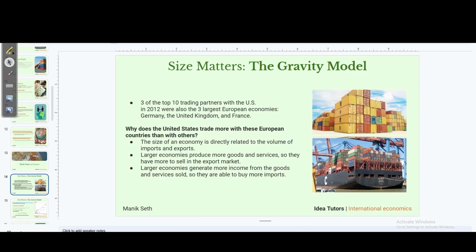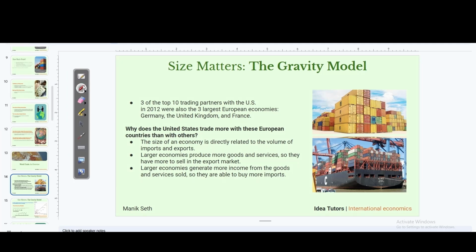One logic is that the size of an economy is directly related to the volume of imports and exports. This is why size matters. When we talk about trade, the size of an economy matters. There is a relationship between trade volume and the size of an economy. Larger economies produce a greater quantity and variety of goods and services. This allows them to actively participate in the export market. They can offer a broad range of products that appeal to trading partners.